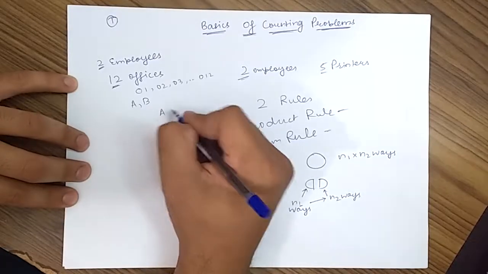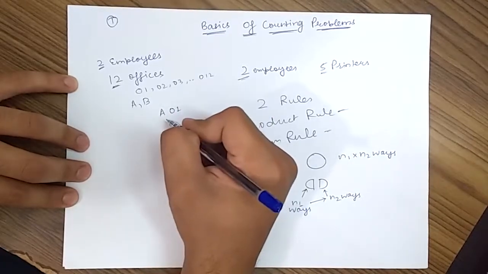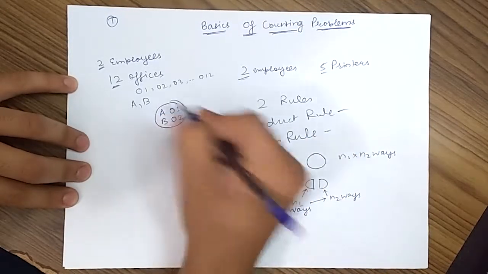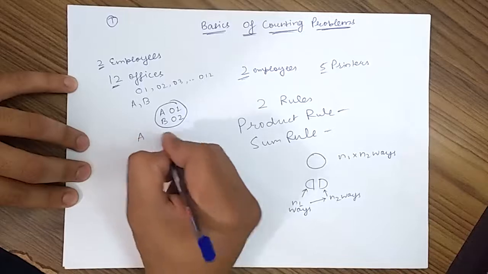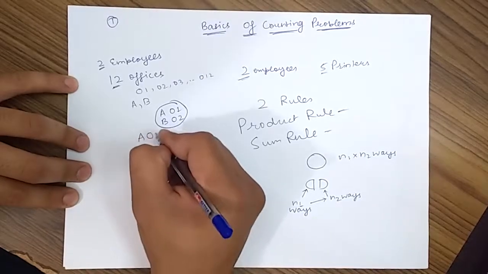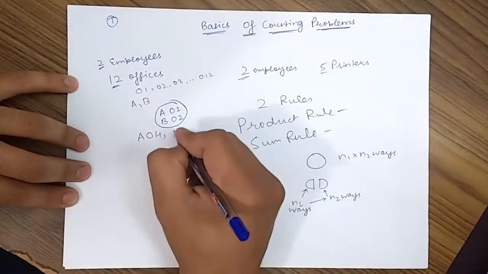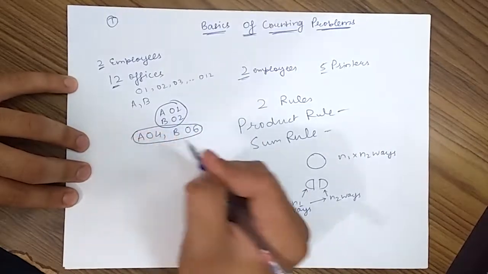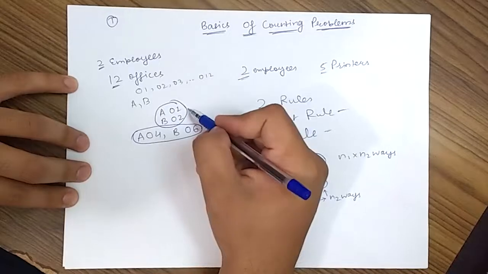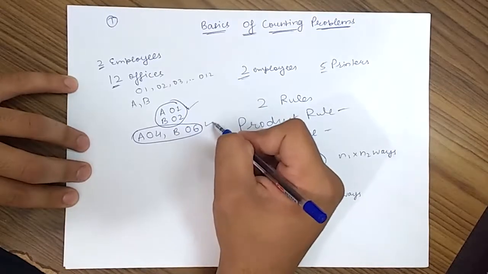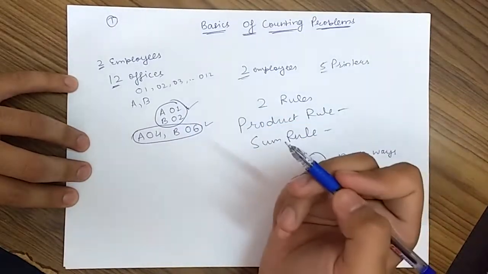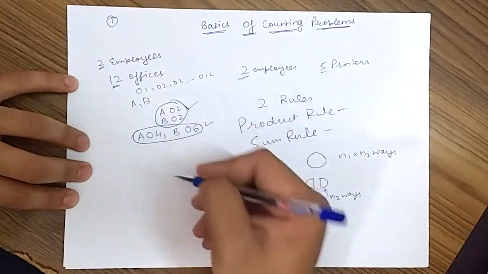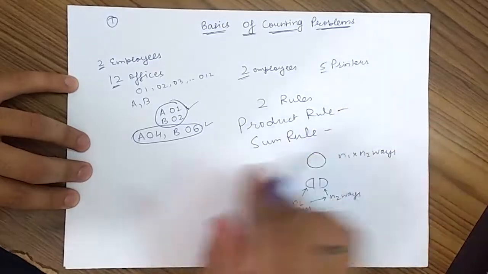You can give A O1, then B O2. This is one possibility. A, you can give him office number 4, and you can give B office number 6. This is another possibility. This is one way of assigning offices. This is another. How many such ways are there in total? Let's look at how you will approach this without knowing any formula.